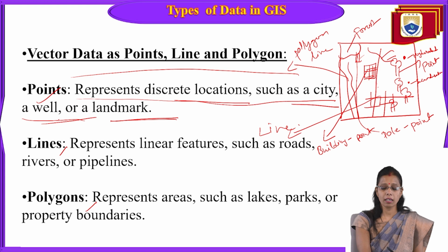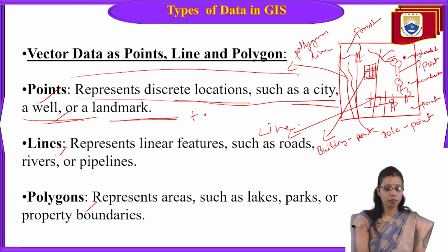Like that, if you have a well, what is a well? A well or tubular well, if you want to mark, we have to just mark with a point. Like that, if you want to mark a landmark, you just put a plus sign or a point here and we can mark it as a landmark. Now these are the different features which we can see in the map, and we have to categorize as points.